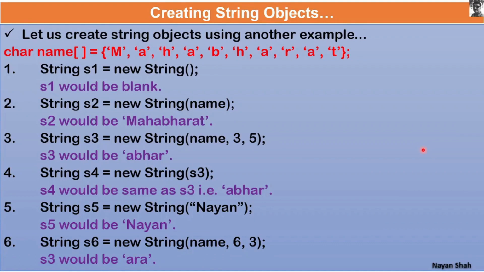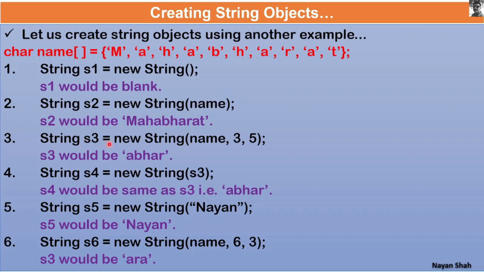So let us see the examples. This is a new example, same thing but with a new example. Here I have created the same name array but with a different value. Rather than Java, I have created it with 10 characters, which makes the word Mahabharat. Now if I say String s1 is equal to new String without anything, it will create a blank string. If I say String s2 is equal to new String name, it will be creating the string with whatever is the value written in the name array. So s2 would be Mahabharat.